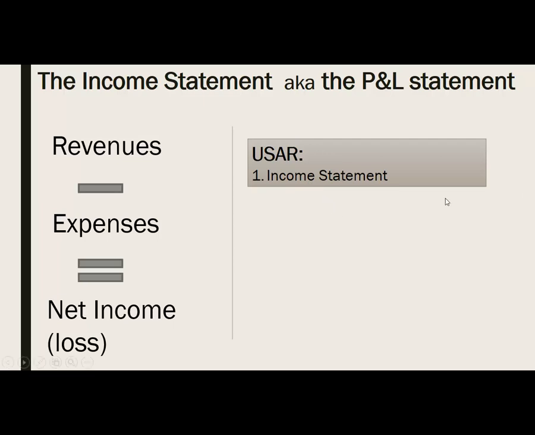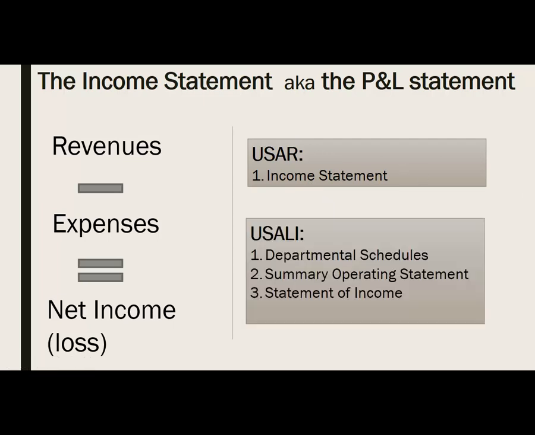Now, for USALI, we do use a bit of a different approach. There are 3 different statements that we use, and they all work together. Okay? So hotels have many different departments, so each revenue center creates its own mini income statement, which are called departmental schedules. So think about food and beverage, rooms, other departments.